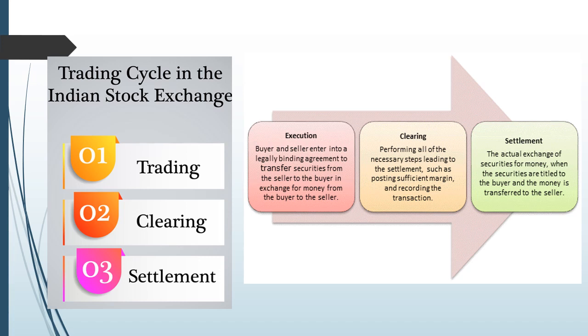Trading means you are buying shares. Clearing means the shares are coming from the stock exchange into your Demat account. The third point is settlement. That means you're paying the broker for whatever help he has provided you. So even if you don't understand this slide, don't worry. We'll move on to the next slide so that you're able to understand it better.